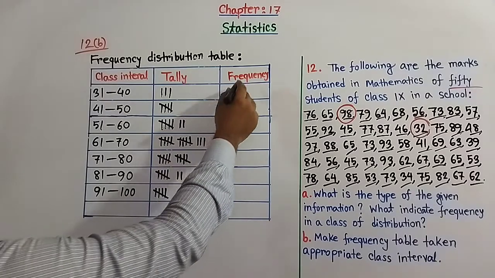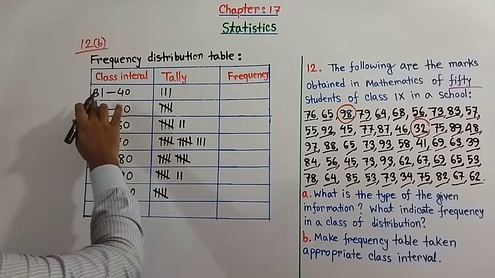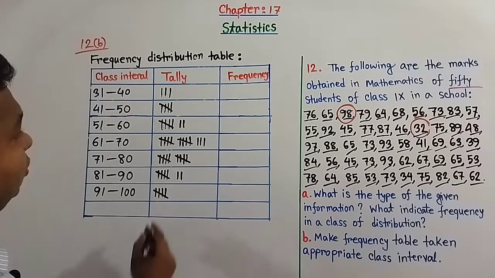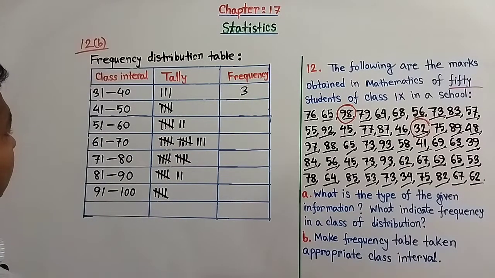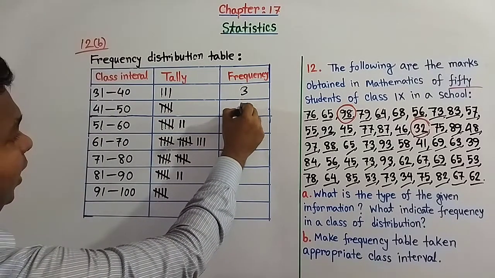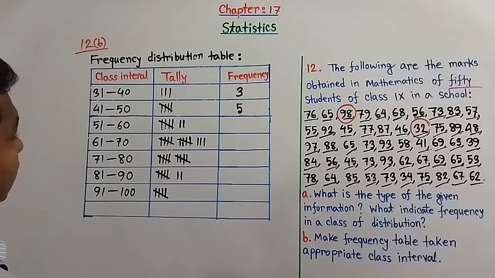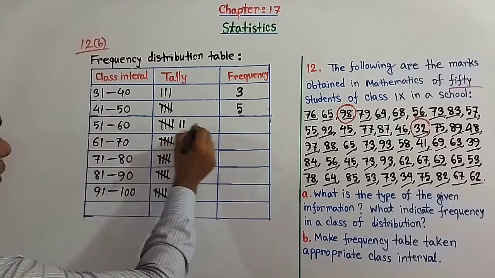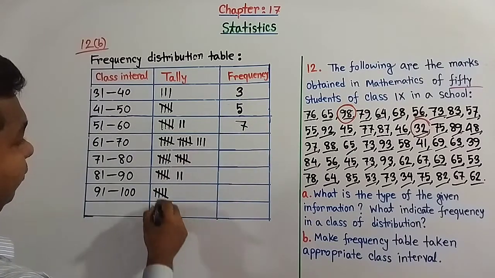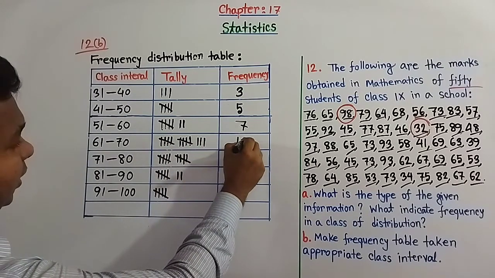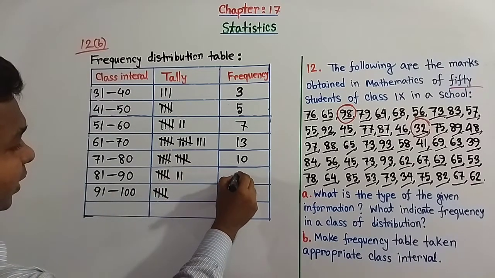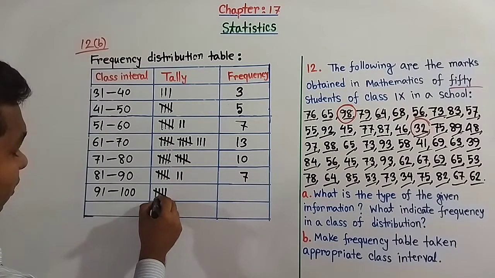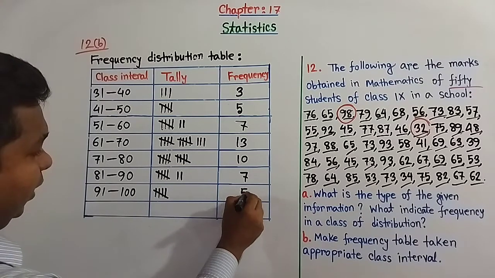Now frequency. Here at first class the number of frequencies will be 3. Then at second class the number of frequencies will be 5. Then for third class it will be 7. Then fourth class it will be 13. Next it will be 10. And next it will be 7. And the final class will be 5.